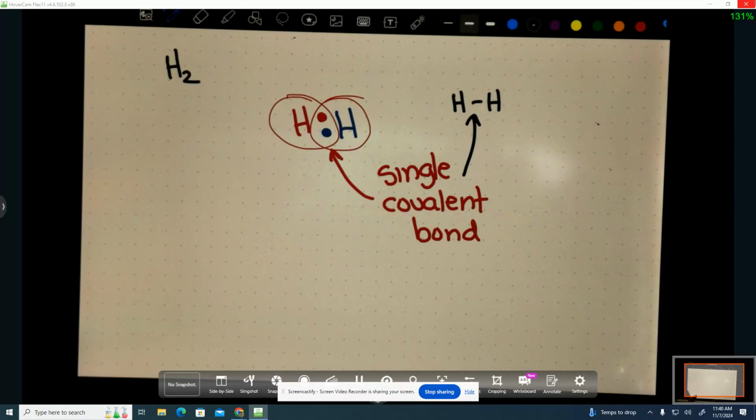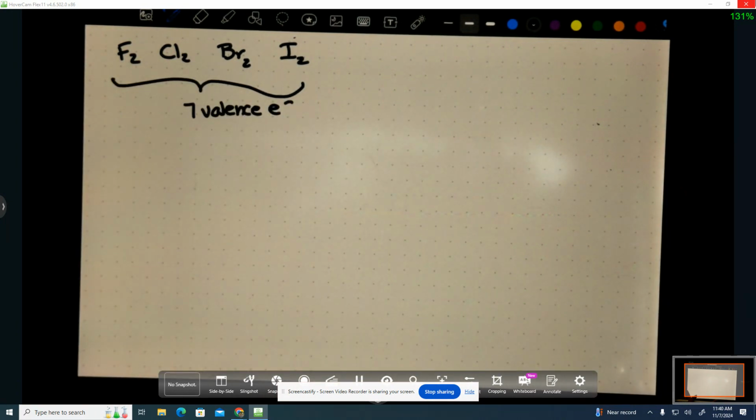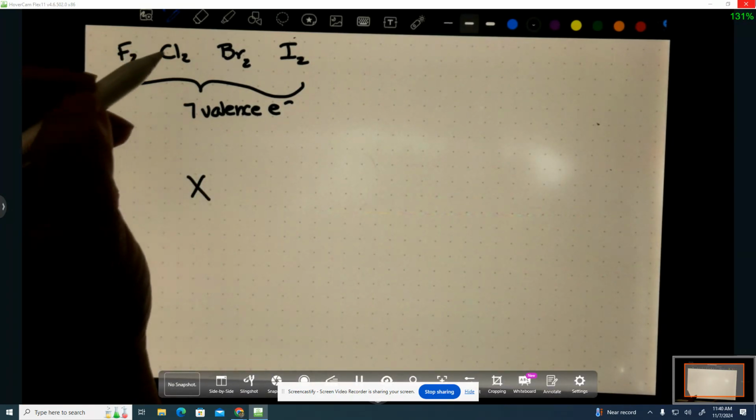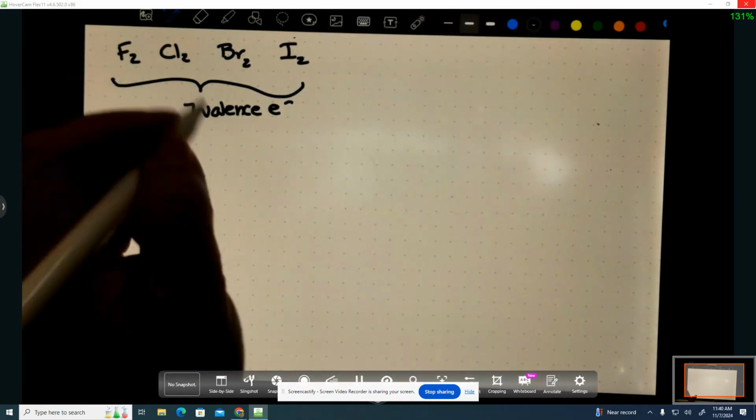We good? Okay. We're going to do all of the diatomics. Now on the next page, or the next little section, don't write until I'm done, we're going to do fluorine, chlorine, bromine, and iodine. Each one of these has 7 valence electrons. Therefore, they're all going to look the same. Okay? So I'm going to use X to represent the F, the Cl, the Br, or the I. And I'm going to put 7 valence electrons on these.